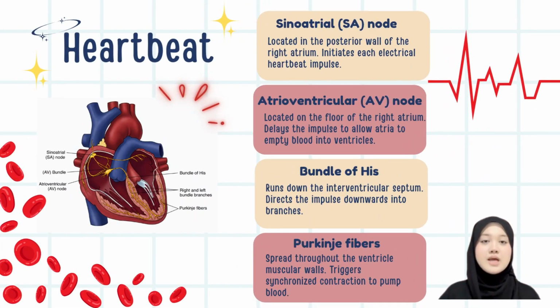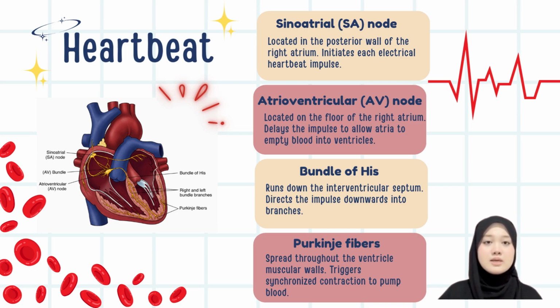Now, let's explore how the human heart coordinates every single beat using its built-in electrical system. The process begins at the sinoatrial or SA node, located in the posterior wall of the right atrium. This node acts as the master spark plug, initiating each electrical heartbeat impulse.